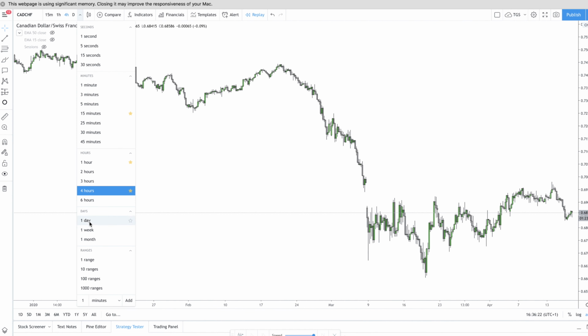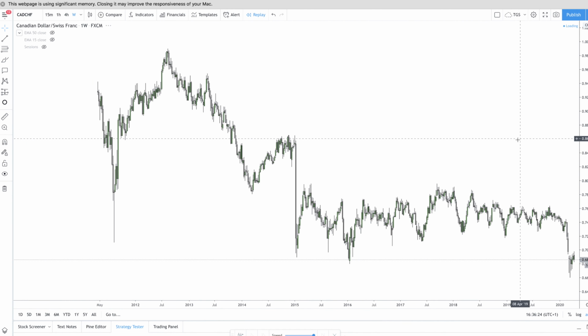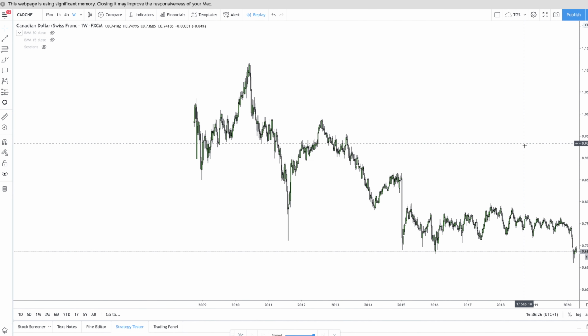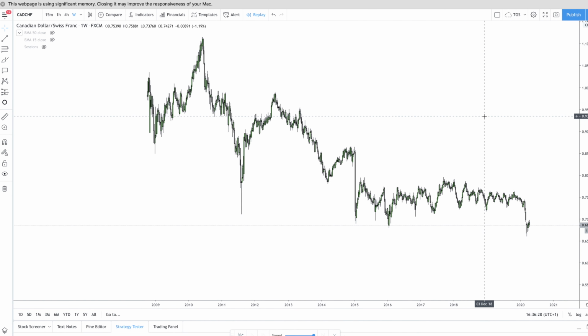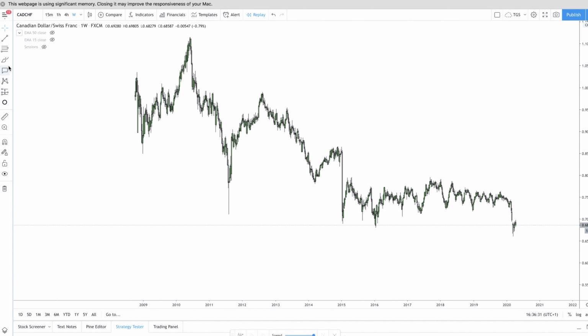So again, we're going out to the weekly time frame, and we're just looking for any areas where price has returned multiple times. Instantly, what sticks out to me at the moment is this. We see this low here and this low here. Pull that through. Look at that.